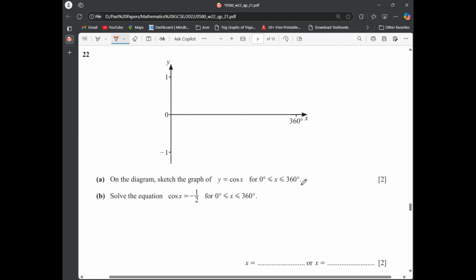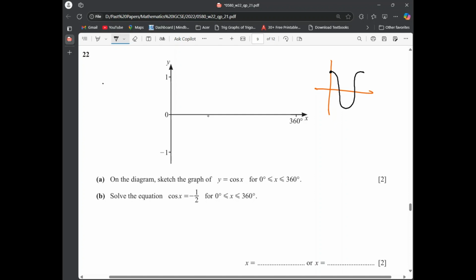Right. Question 22. On the diagram, sketch the graph of y equals the cosine of x between 0 and 360. Okay, so I know the graph of cosine, just drawing that from inspection: it starts at 1, it goes down, and it comes back up again. In fact, that is our graph. That's the graph they want us to draw.